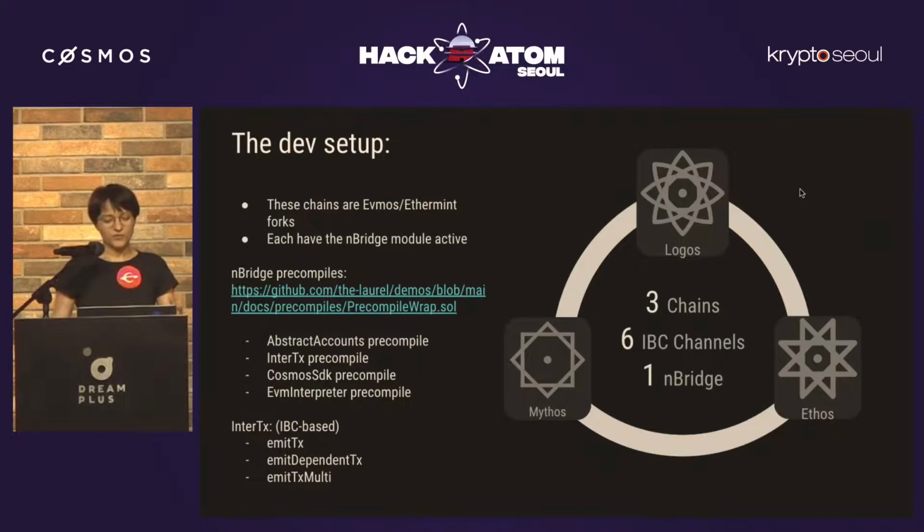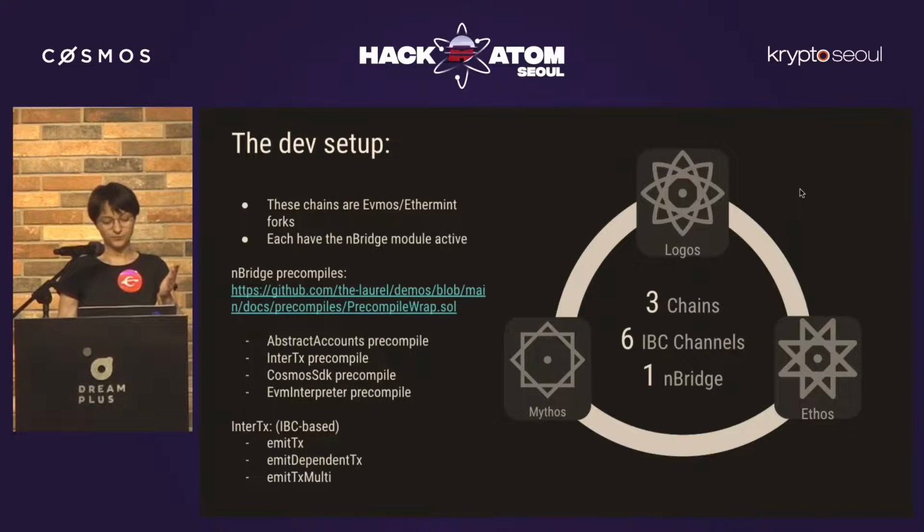There are 4 of them: abstract accounts precompile, intertransaction precompile, which handles the interchain things, Cosmos SDK precompile, which actually allows you to send Cosmos messages through the EVM. And it's part of our, what we call, Quasar system of bridging the EVM and Cosmos APIs. And the EVM interpreter precompile.